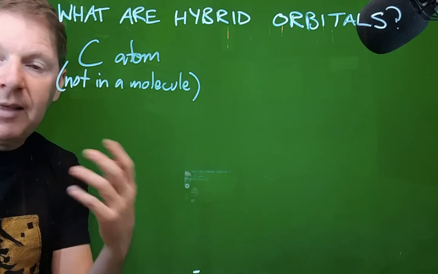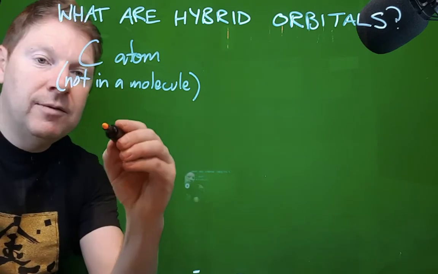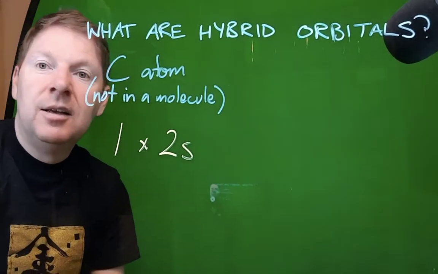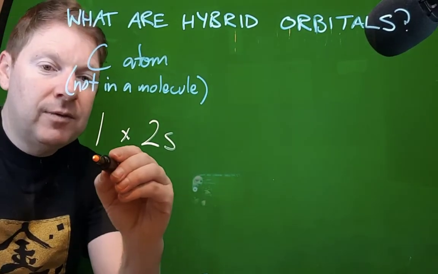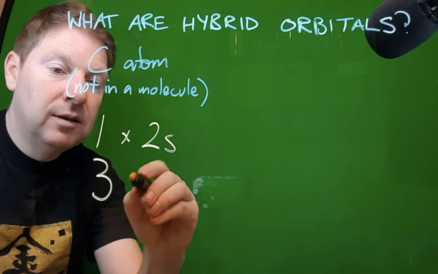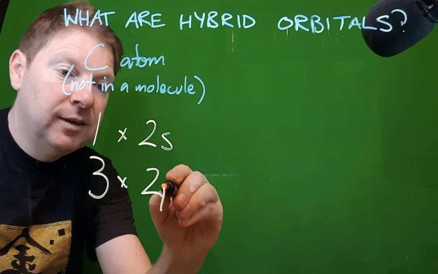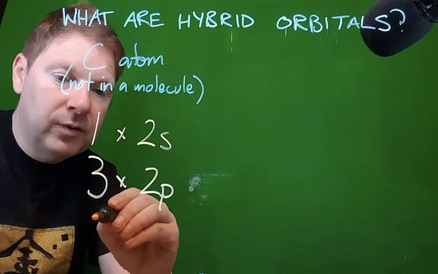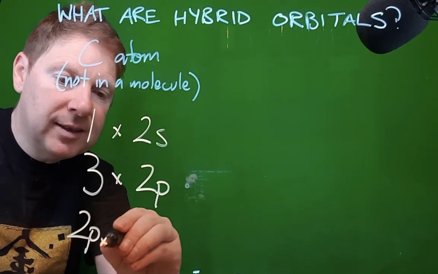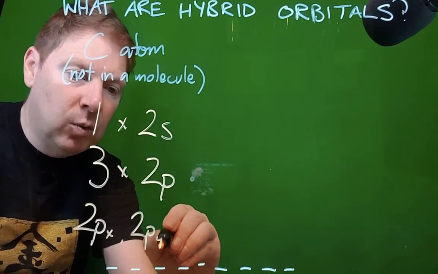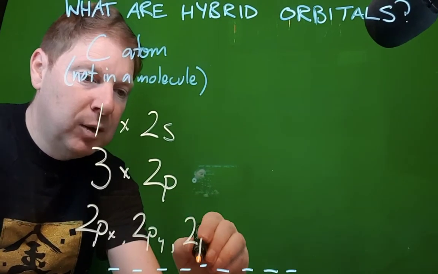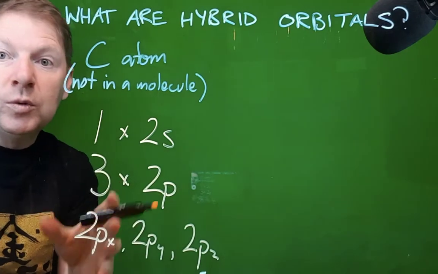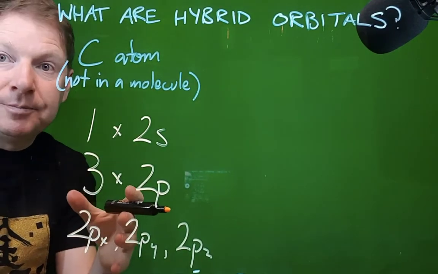But what are the atomic orbitals? We have 1 2s atomic orbital, and we have 3 2p atomic orbitals. And you might remember these as, what have we got? We've got the 2px, the 2py, and the 2pz. So these are the atomic orbitals in a carbon atom.